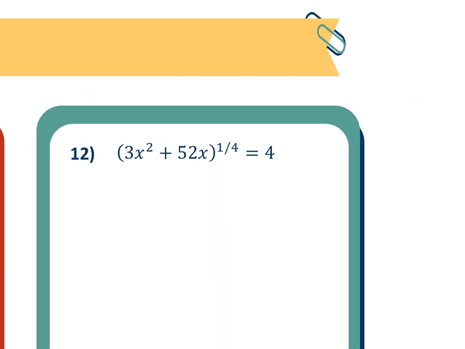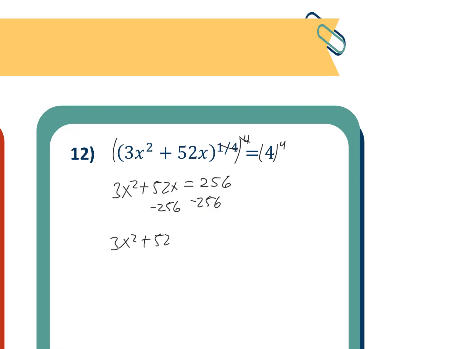All right, we can try the exact same thing over here. Again, if I see an exponent of 1/4, the opposite of 1/4 is 4. So let me go ahead and raise both sides to the 4th power. This is going to get us 3x squared plus 52x equals 4 to the 4th power. You can check if you need to. I already know that this is going to be 256, but you would just do 4 times 4 times 4 times 4. And then I can subtract 256 on both sides, and so you end up with 3x squared plus 52x minus 256 equals 0.